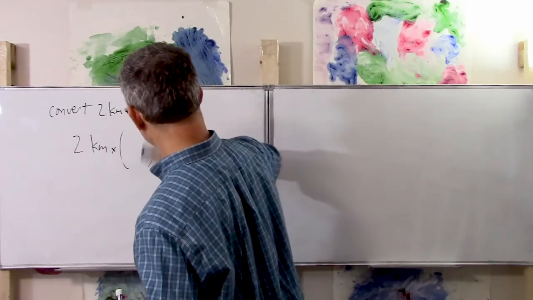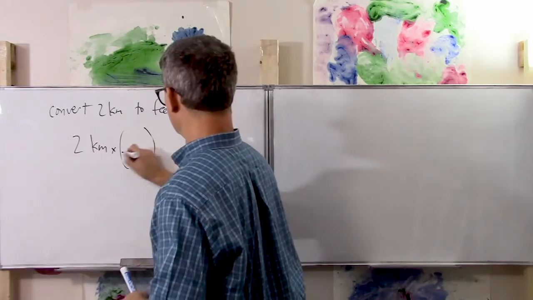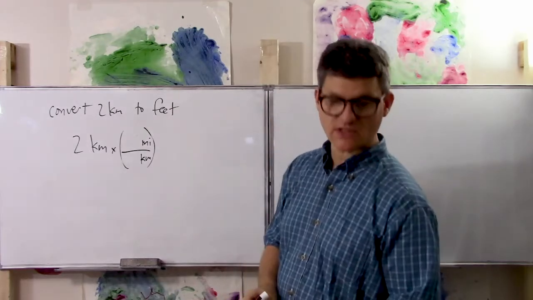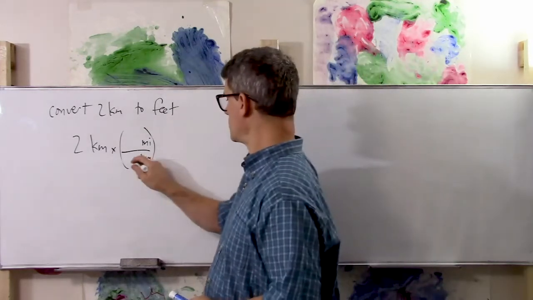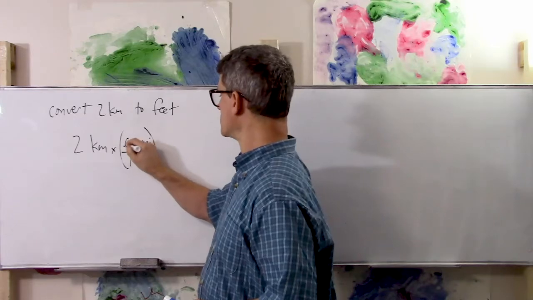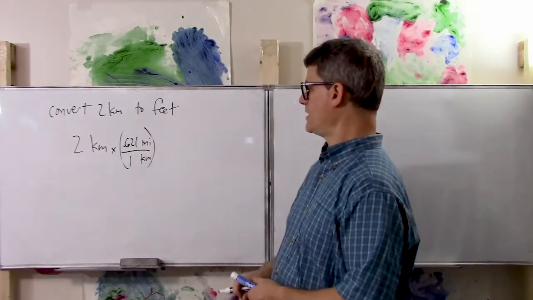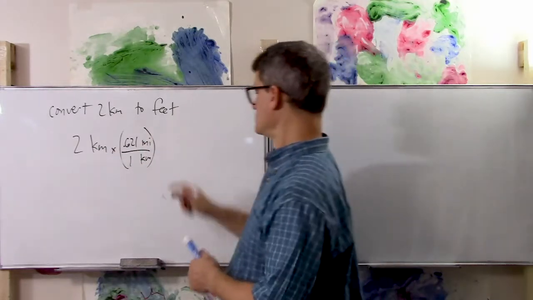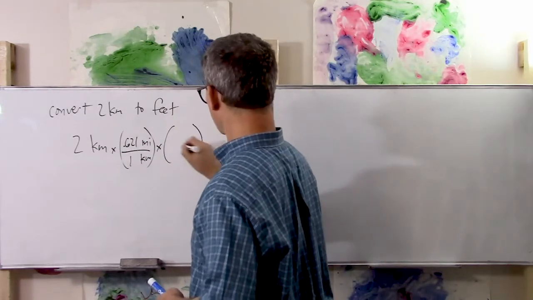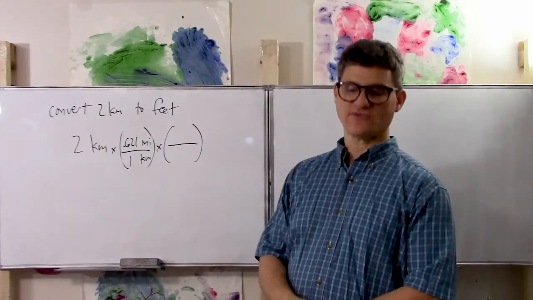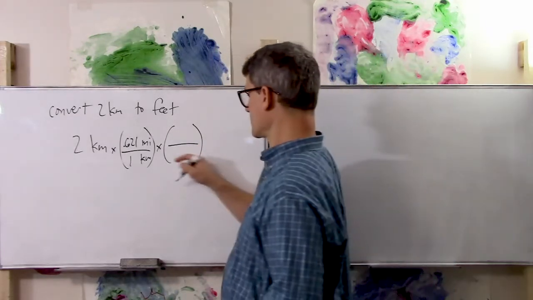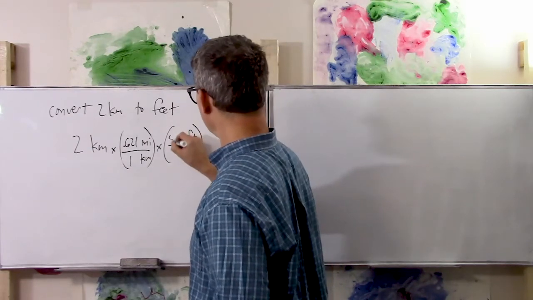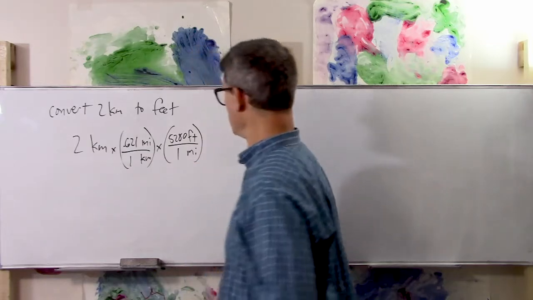So what we want is kilometers on the bottom, miles on the top. Now, the statement is 1 kilometer equals 0.621 miles. So 1 kilometer is 0.621 miles. All right, so that'll get us 2 kilometers converted into miles, and then to convert it into feet, we want to convert miles to feet. So there are 5,280 feet per mile. So we want miles on the bottom and feet on the top. So 5,280 over 1 mile.